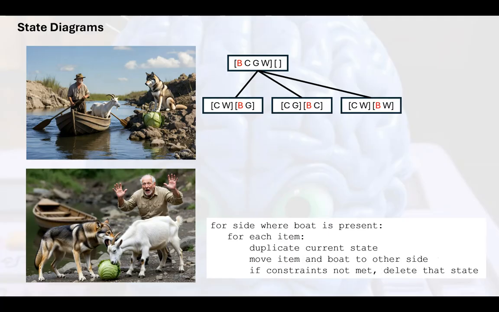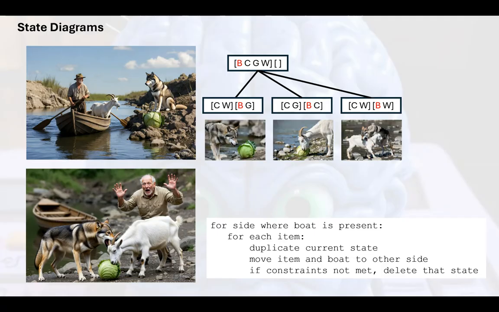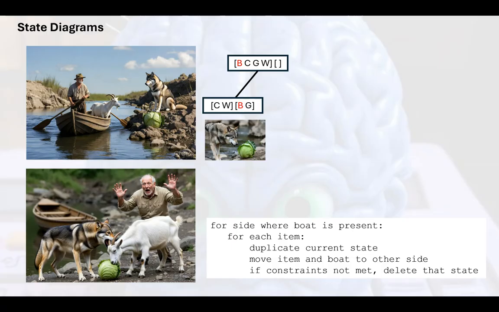Instead, we're going to duplicate our current state each time we consider a new item and move the item and the boat to the other side. And if the constraints are not met, then we delete that set, which you can see we will delete these 2, leaving us with just this one.